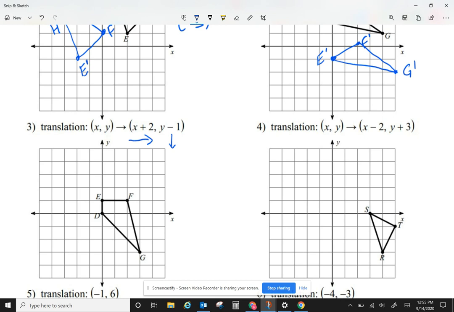If I follow point F, let me go 2 to the right and 1 down. It's going to give me the point F prime. If I follow G, I'm going to go 2 to the right and 1 down. That gives me the point G prime. For E, 2 to the right and 1 down gives me the point E prime. And for D, 2 to the right, 1 down, that gives me the point D prime. I can connect my points.